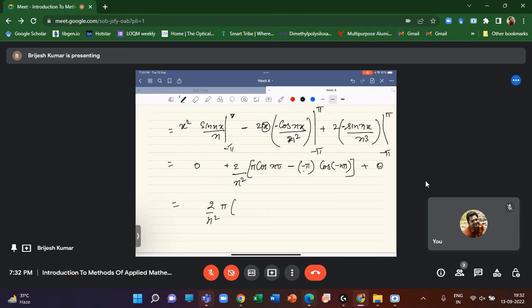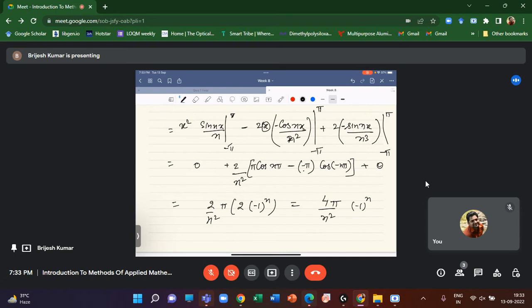Pi will be common, and cos n pi plus cos n pi is equal to 2 cos n pi, which is minus 1 to the power n. So it will come 4 upon n square pi times minus 1 to the power n. So this will be the integration of this thing.